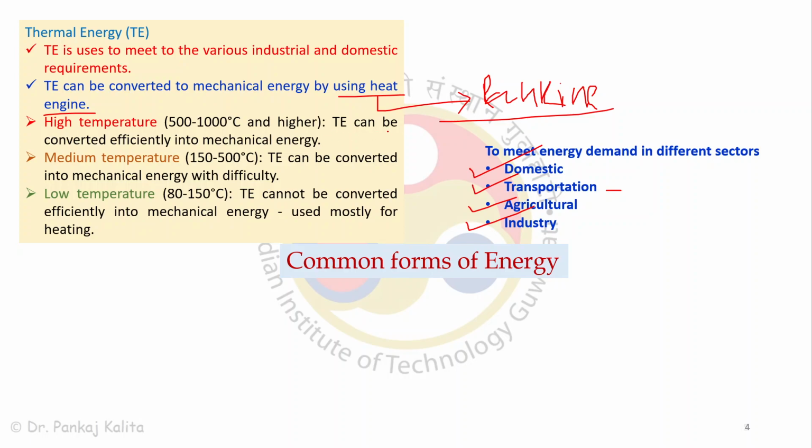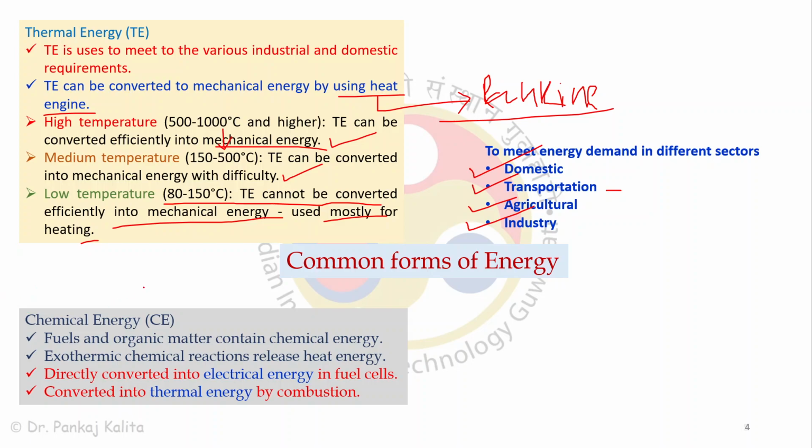So thermal energy can be converted efficiently into mechanical energy, quite true, but it can be converted with difficulty when the temperature is lowered. High temperature, more conversion of energy. Low temperature, very difficult to convert it into mechanical energy.